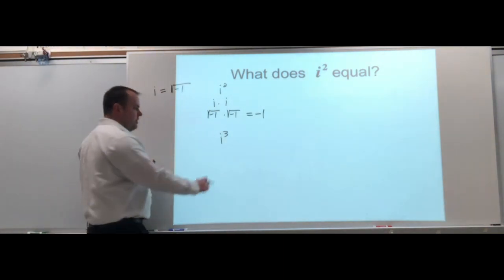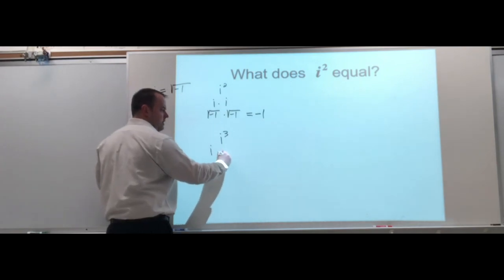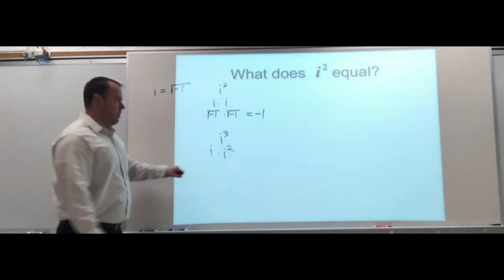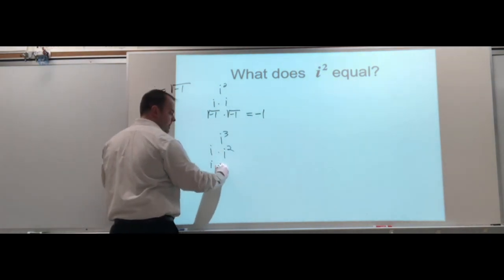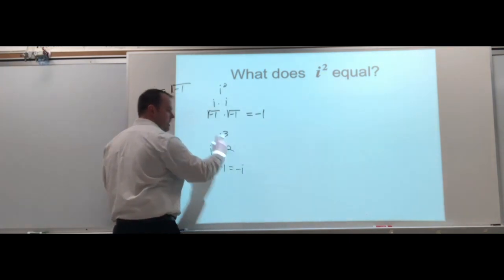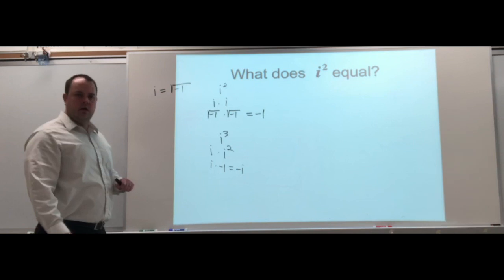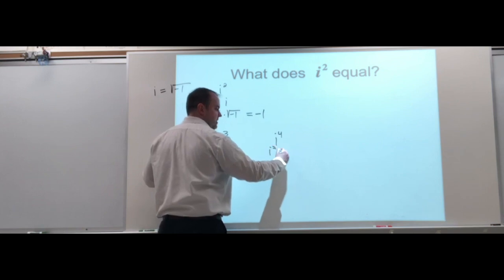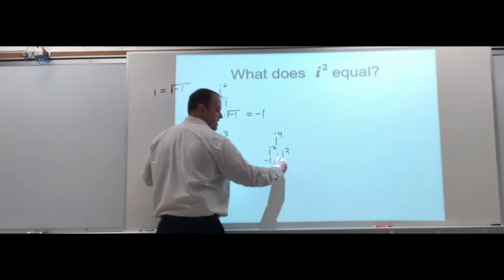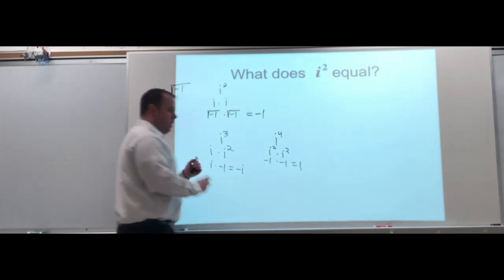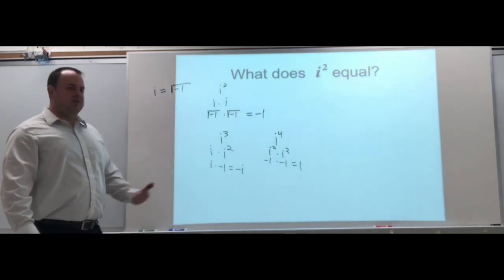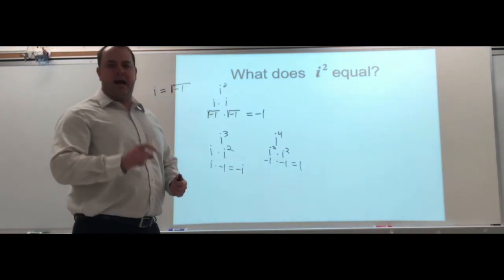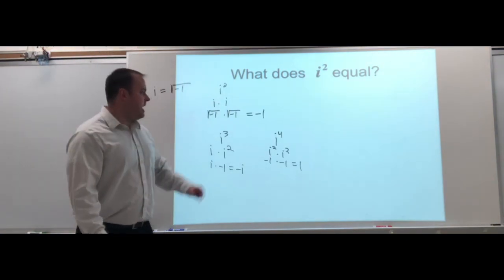We can break down i cubed into i times i squared. And we have i squared, we're going to switch to negative 1. And that means i cubed is negative i. Let's break this down to i to the 4th: i squared times i squared, negative 1 times negative 1 equals 1. So going through all of these, you can see that we can simplify i's. You should not have an imaginary number where the i has an exponent with it. So each time, you're going to have to simplify it.